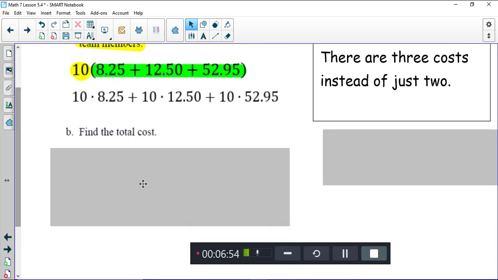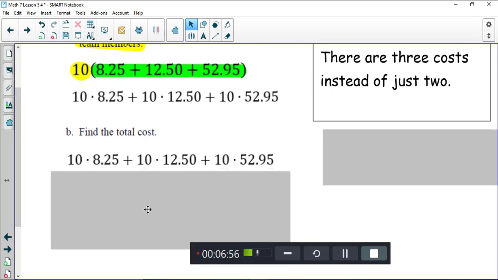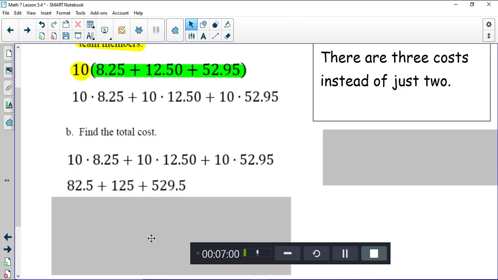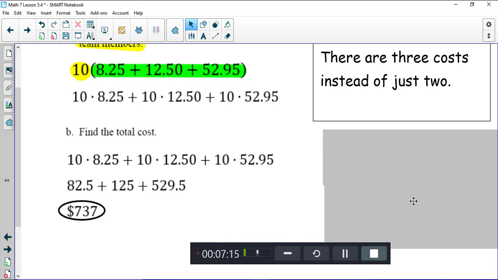So now we go to find the total cost. You can see that I did that here. I took 10 times $8.25, 10 times $12.50, and 10 times $52.95. And that got us $82.50 for the top, $125 for the shorts, and $529.50 for the sneakers. And once you add those together, it should be a total of $737 for the entire team to get these items.